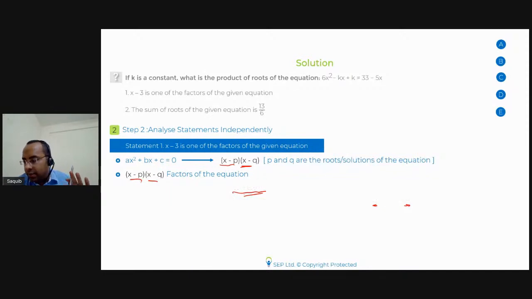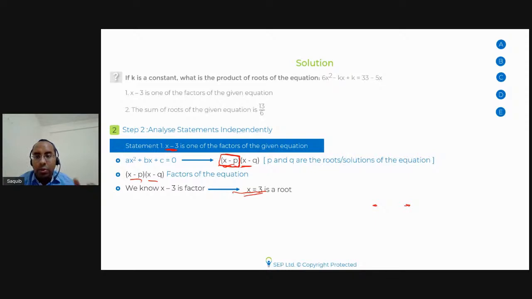I hope this part is clear, okay? So what does that mean? If the question is saying x minus 3 is a factor, they're talking about one of these parts. They're talking about this small thing. X minus 3 is a factor. So this is basically giving you a root of the equation. Okay, this is telling you that x equal to 3 is a root.